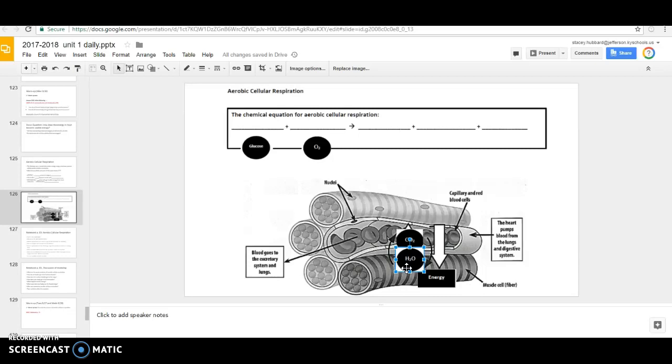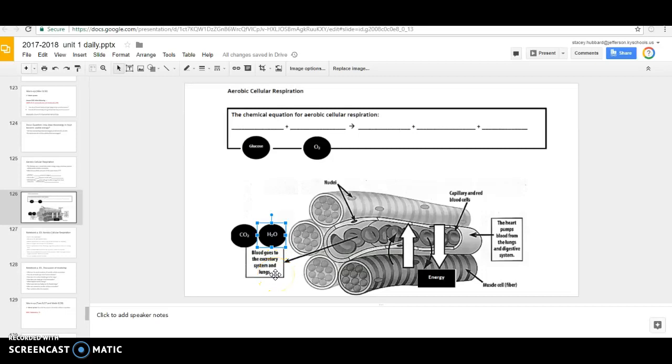Okay, so they go out, and guess what they do? They keep going out, out of the cell. It goes back out of the cell, out of the bloodstream. And if you read here, this water and this carbon dioxide goes to the excretory system.